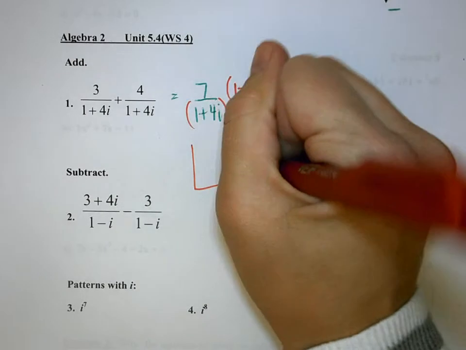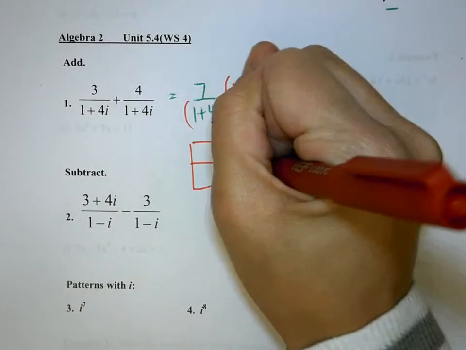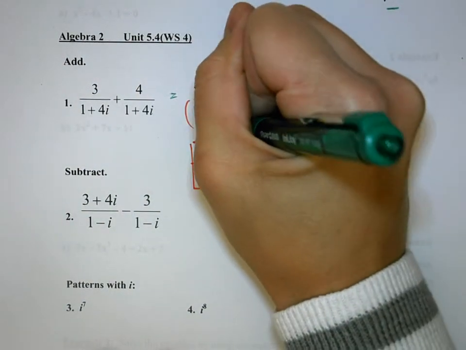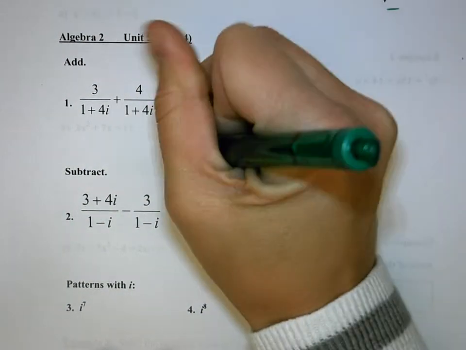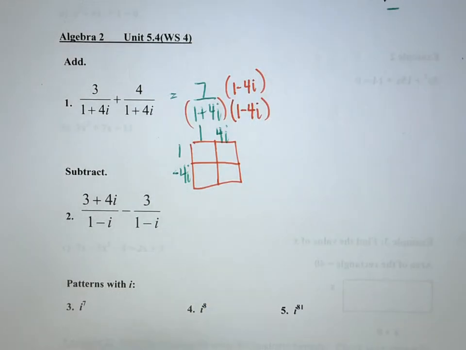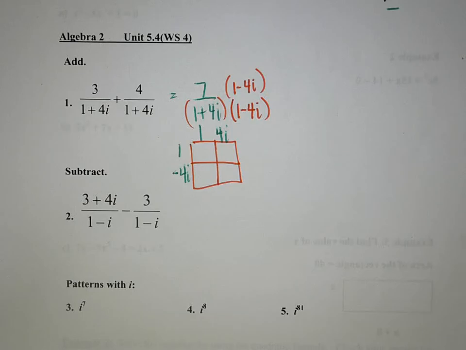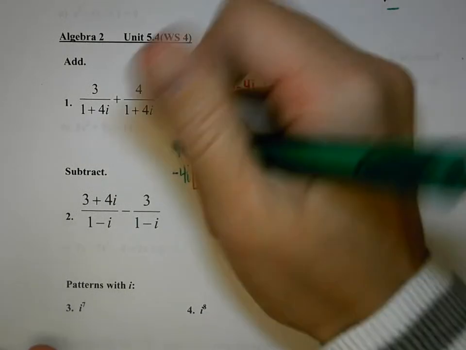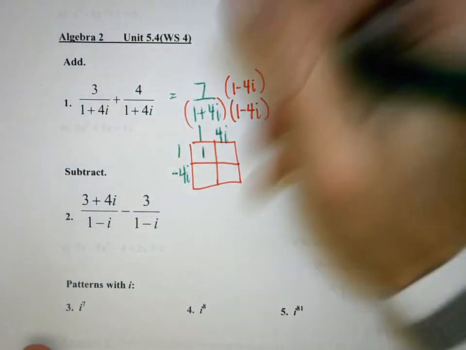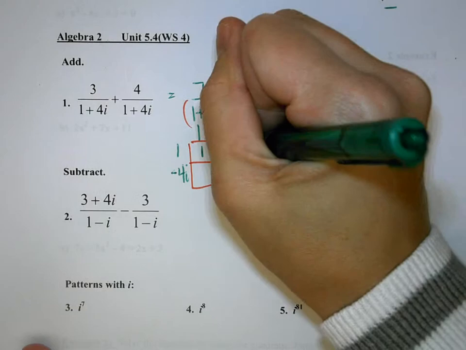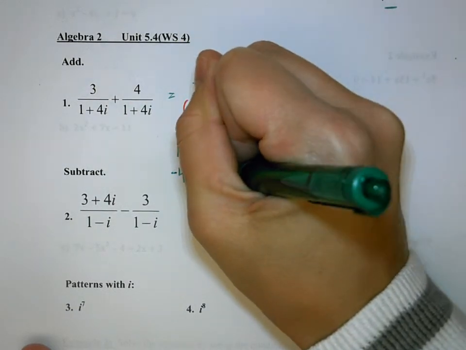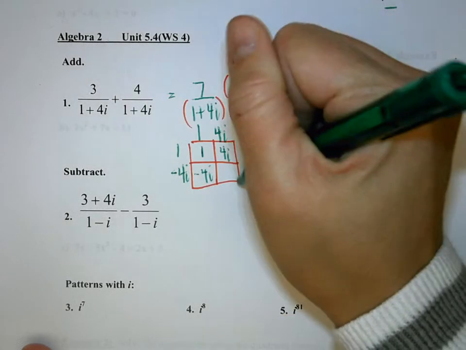I'm going to make my box. And I have my 1 and my positive 4i and 1 and negative 4i. Again, be very careful with your signs. So in this first part here, 1 times 1 is 1. 1 times 4i is 4i. Negative 4i times 1 is negative 4i. And then negative 4i times 4i is what?